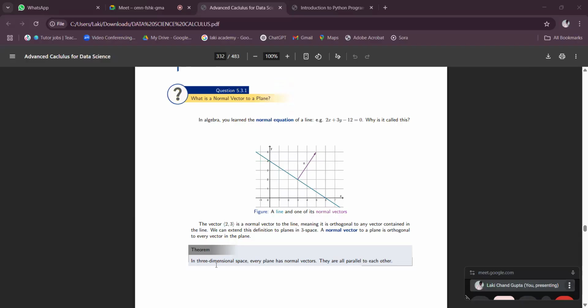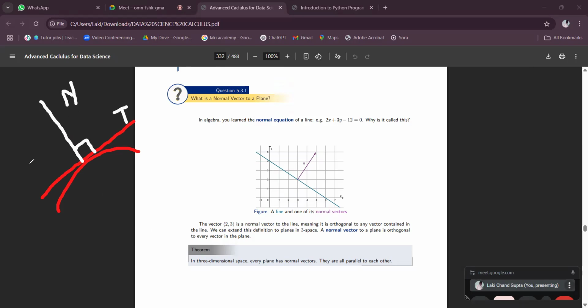Okay. Normal is nothing. It is a perpendicular vector to a tangent vector. Suppose this is a curve and this is tangent. Tangent is what? A line which touches the curve, right? And when any line is perpendicular to the tangent vector, it is called a normal vector. This is the normal vector and this is the tangent vector.